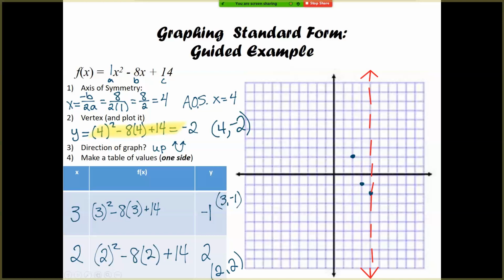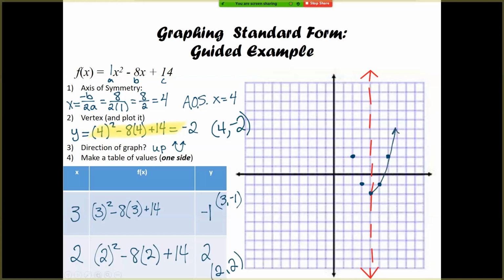And then I'm going to reflect the 2 points that I just plotted. So I'm going to reflect 3, -1. So currently it's 1 unit away from the axis of symmetry. So I'm going 1 unit to the right and I'm putting my reflective point. Then for 2, 2, I'm going to be 2 units away from the axis of symmetry. So I'm going 2 to the right and I'm putting my 5th point.